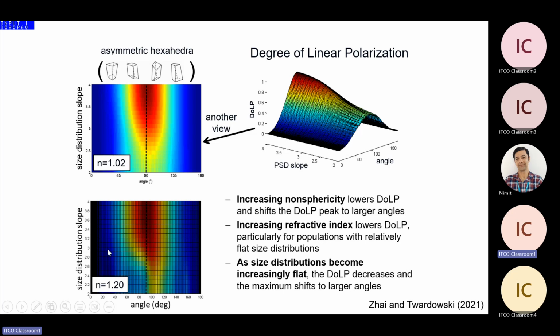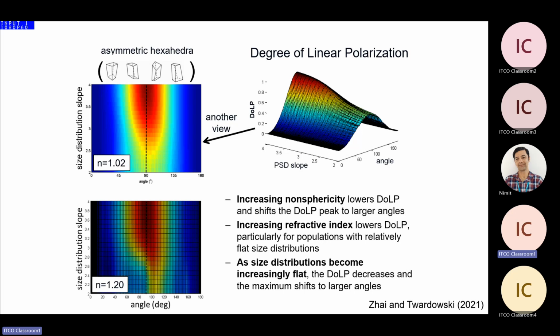And then you can look at that as a function of angle, and we can look at that for different refractive indices. You can come up with these kinds of plots where you can look at the degree of linear polarization, that S12, as a function of angle and size distribution slope for the different refractive indices. This is a paper in 2021, but there's a follow-on paper that goes into a lot more detail that we've been working on for 2 or 3 years after Xiao Zhai left my lab.